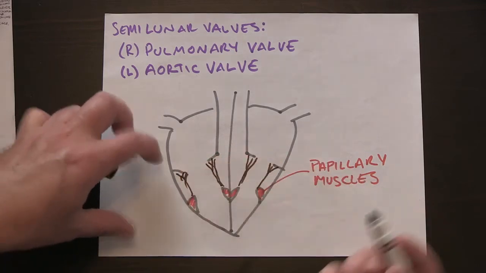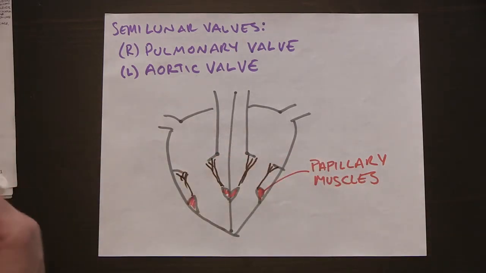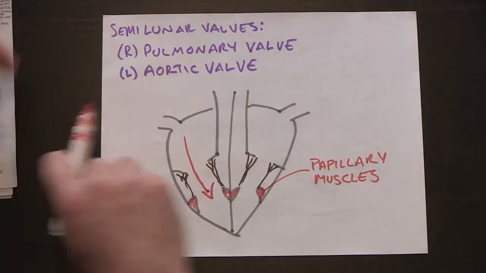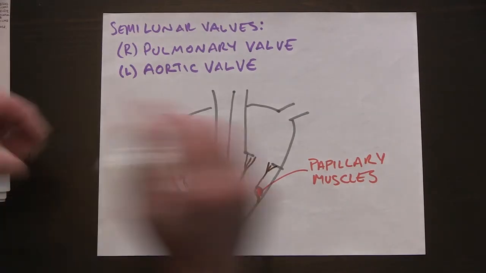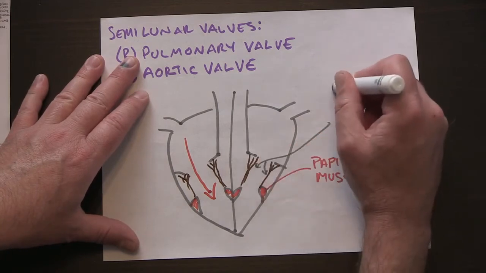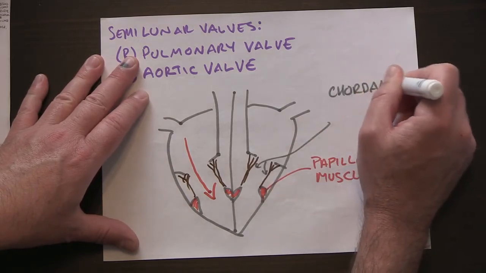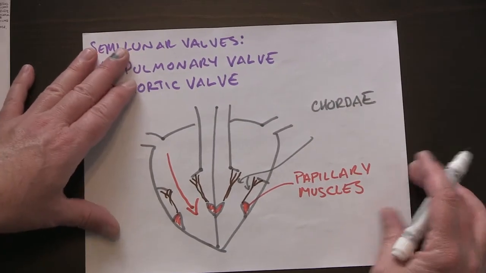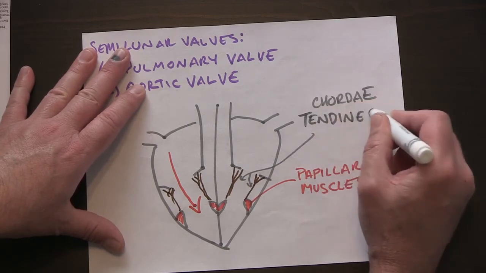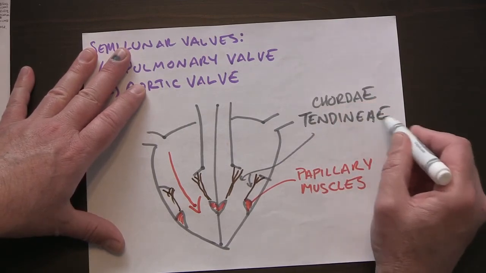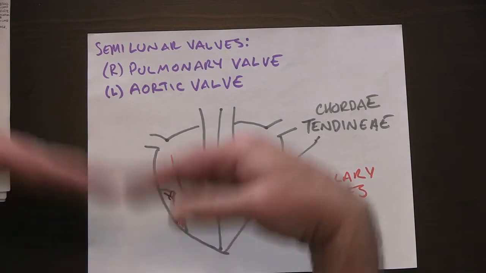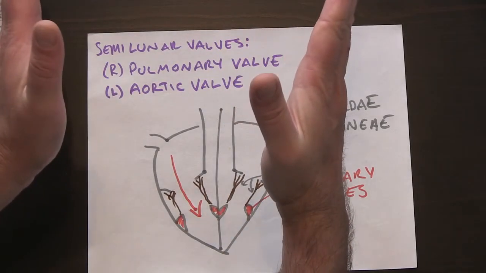And what they do, like parachute strings, if the blood is going this direction, when that valve shuts, these parachute strings, they're called chordae tendineae. And this is frequently misspelled. Chordae tendineae. So you got E-A-E. Chordae tendineae. They prevent the flaps from going out backwards the wrong direction, right?